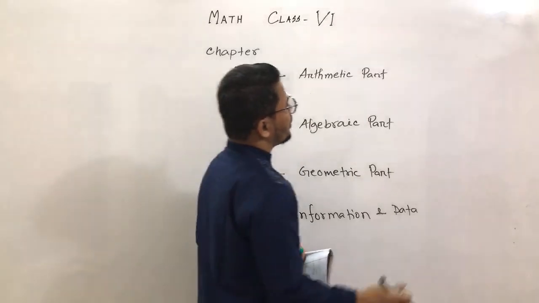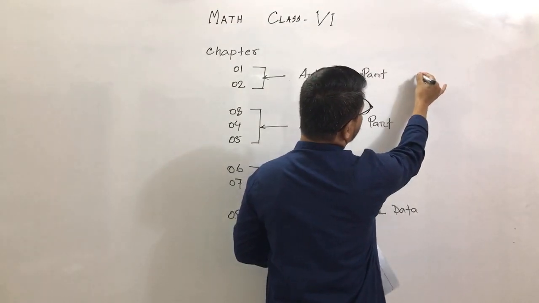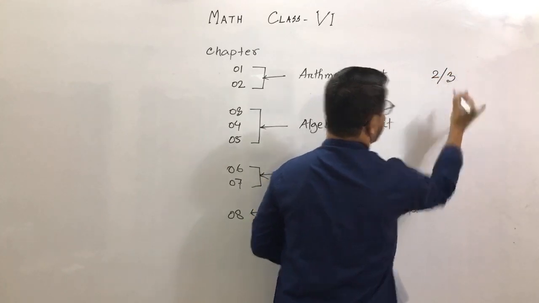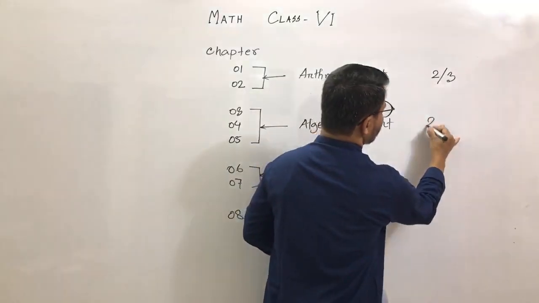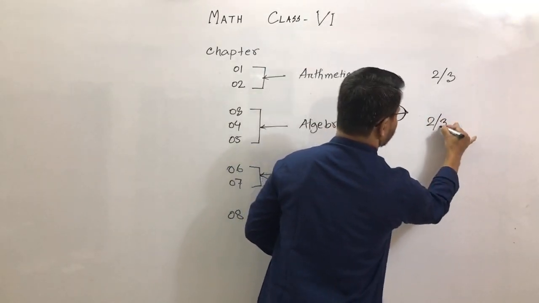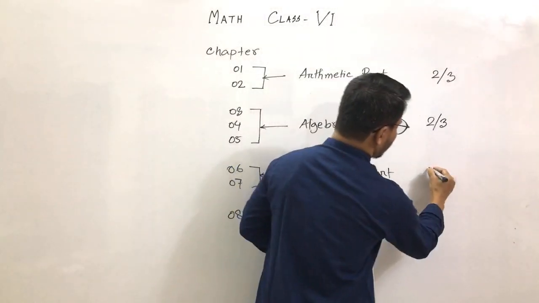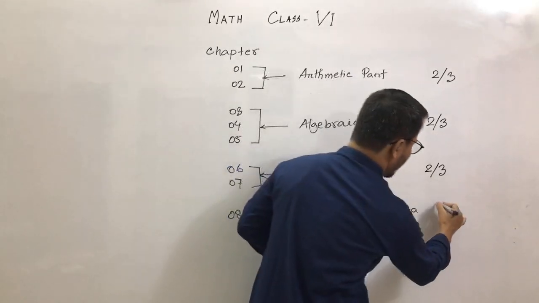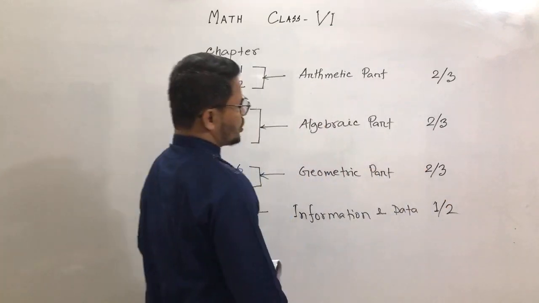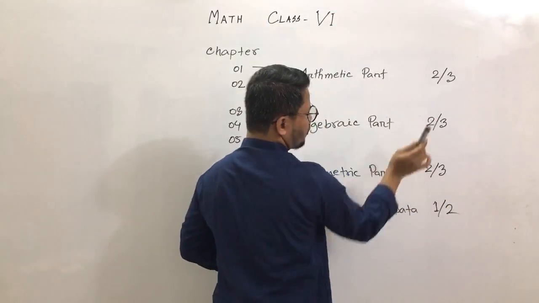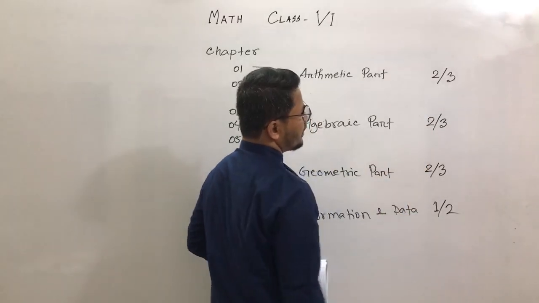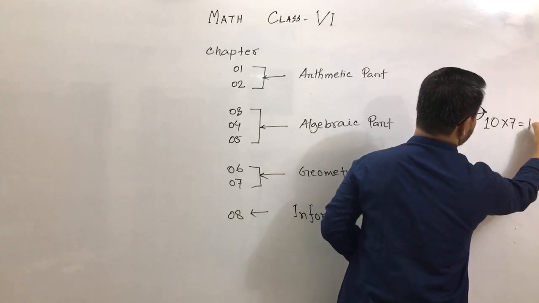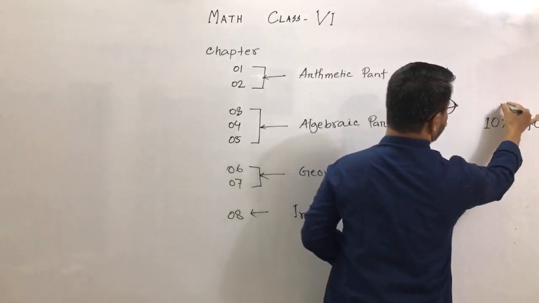In your final exam or half yearly exam, you have to answer 2 questions from the arithmetic part out of 3. And you have to answer 2 questions from the algebraic part out of 3. The same for the geometry part, you have to answer 2 questions out of 3. And from data and information, the statistical part, you have to answer 1 question out of 3. So totally, you have to answer 2 plus 2, 4, 4 plus 2, 6, and 6 plus 1, 7 questions. Each question's mark is 10. So this is your creative question, CQ.